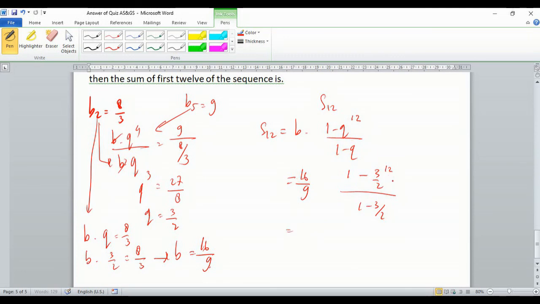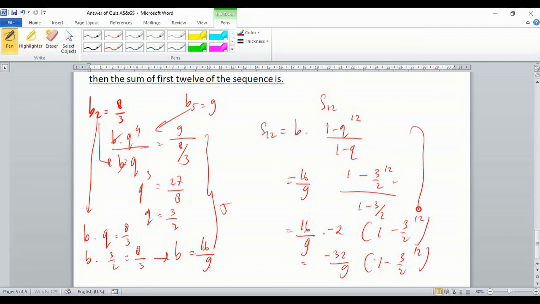Okay, because this half value is too big, so you can just write it like this, not 16 over 9. 1 minus 3 over 2 is minus 1 over 2. 1 minus 3 over 2 power 12. So this one is equal minus 32 over 9 times 1 minus 3 over 2 power 12. So everyone, this value is 5 and then this value is 5. Okay, everyone, please check.